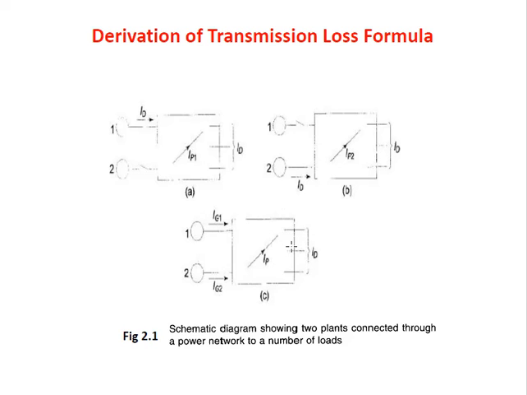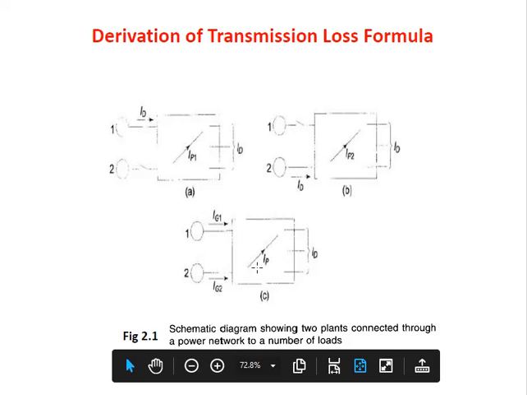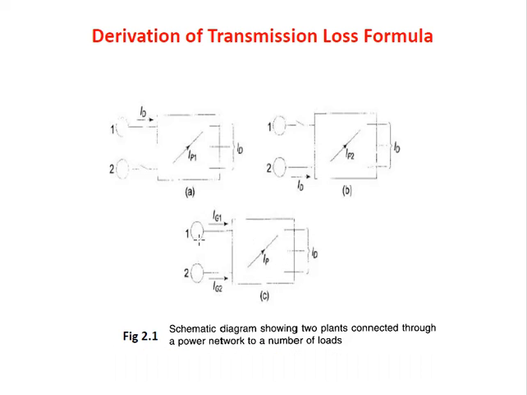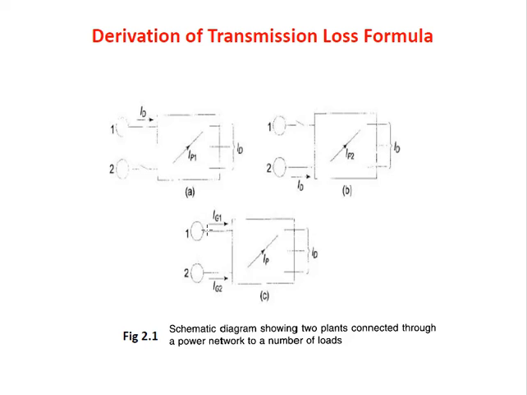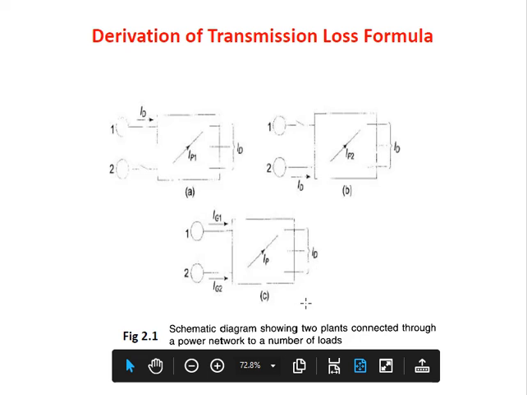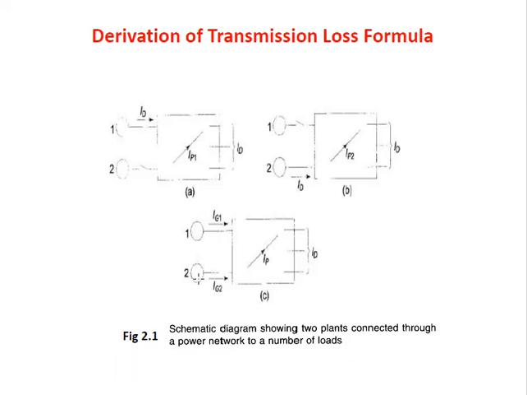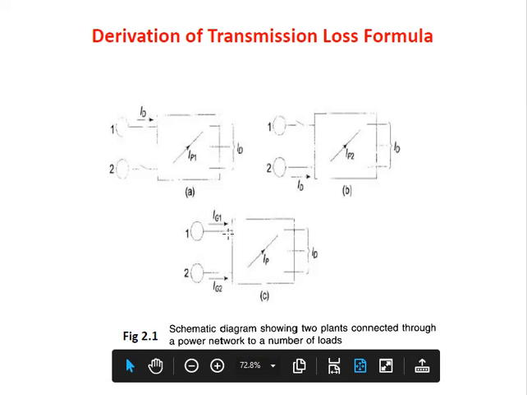Coming to figure 2.1c, that is the third case. Here both generating station 1 and generating station 2 are active, that is on. Both are generating currents, IZ1 and IZ2. So the total load requirement ID is shared by generating station 1 and generating station 2 based on IZ1 and IZ2. So these are the three cases.